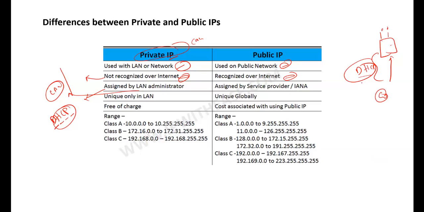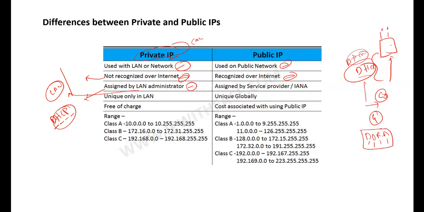In the backend, how our device gets IP addresses is performed in a four-step process called the DORA process: discover, offer, request, and acknowledgement. We'll discuss that later on. But for now, these private IP addresses are assigned either by the network administrator or by DHCP. That's what I want you to understand here.